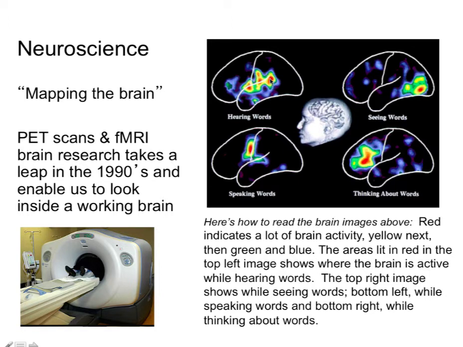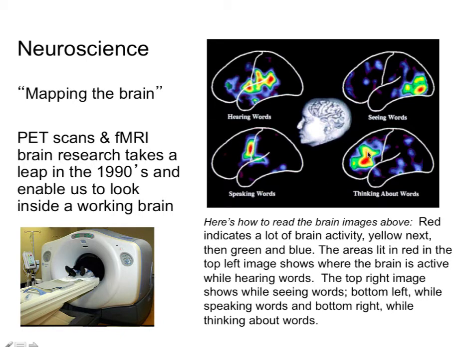So you can see here, red means it's really lit up. There's a lot of light going on in this part of the brain for listening to words. And that makes sense because, you know, your ear's about here. Speaking words is more in the front of the brain, up here.